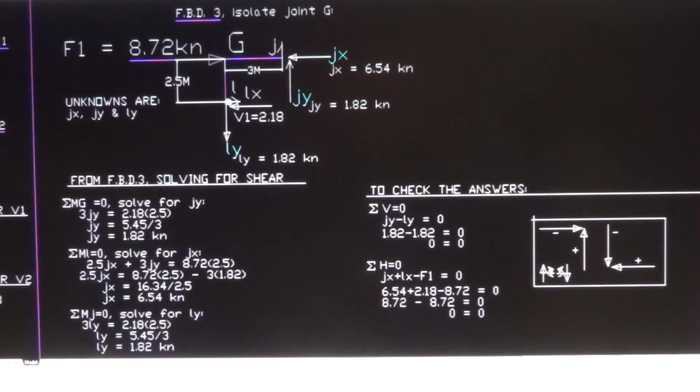And the Ly will rotate in the counterclockwise direction, and then it should carry a negative, but we transpose it to the other side of the equation, so now it becomes 3Ly positive. Alright, so it's a shortcut method.